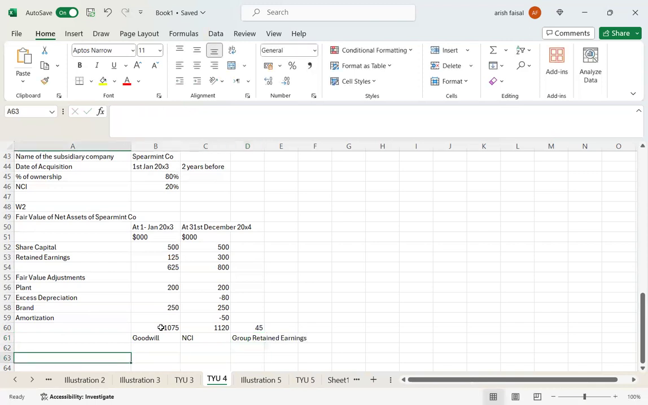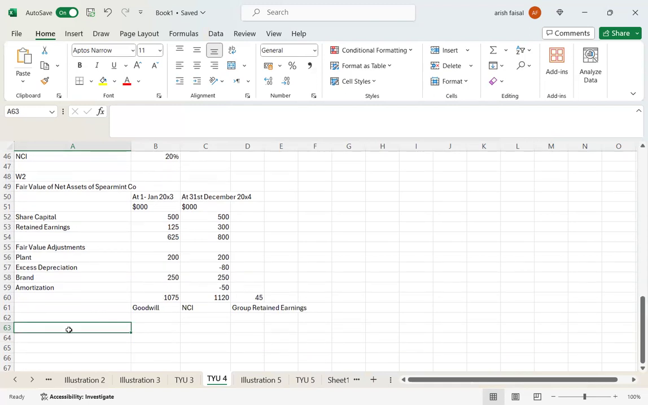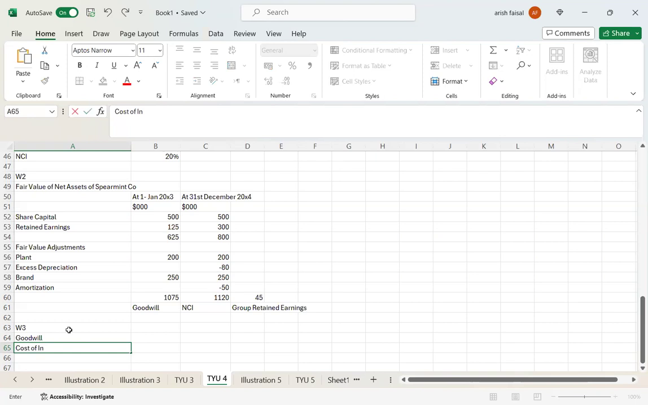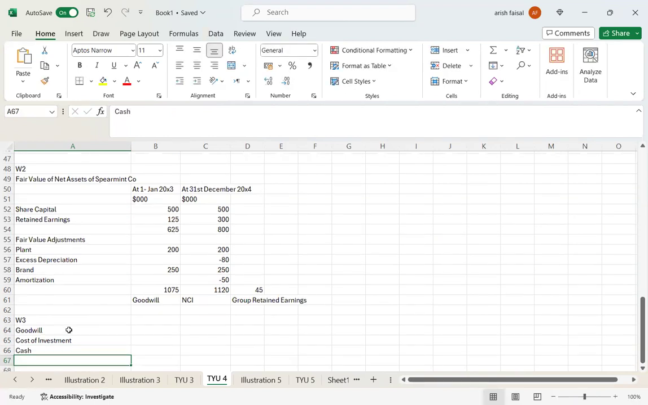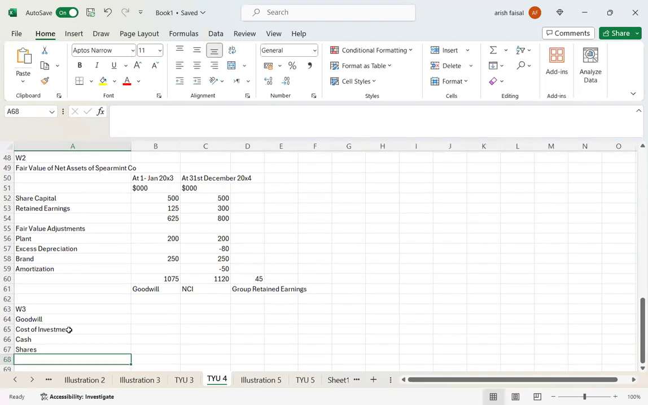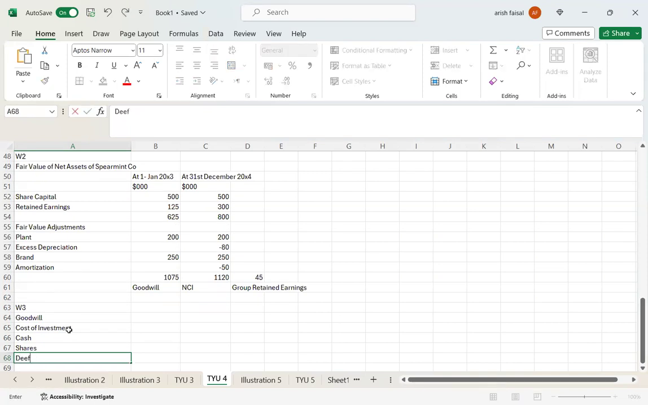Okay. Now, once we have found out the fair value of the net assets of the subsidiary at the acquisition date and the reporting date, now it's time to move to the next working, which is working number 3, and we have to find out our goodwill. So in order to find out the goodwill, first we have to work out your cost of investment. Okay. And as you know, we read at the start of the question that it is made up of three things. You have cash consideration, you have share consideration, and you also have your deferred consideration.